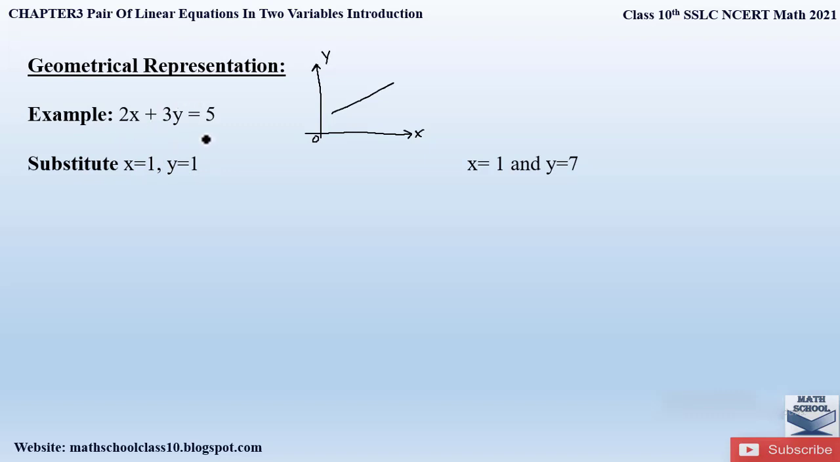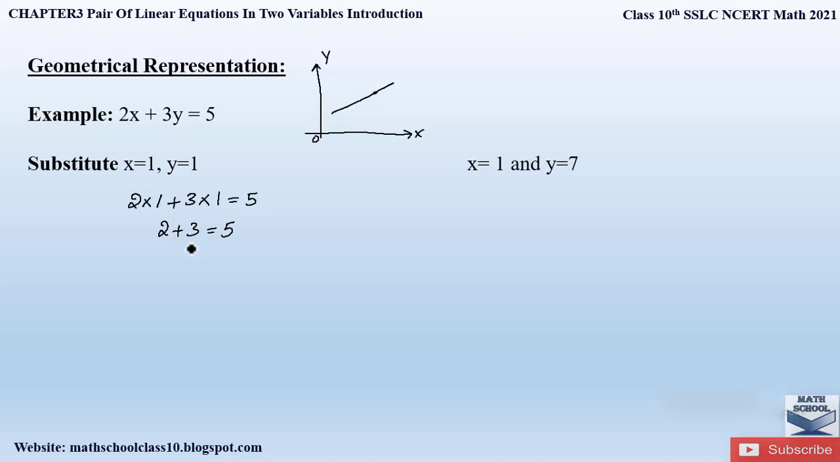If this is equal, then there will be a point which represents this equation, that is 2x plus 3y equal to 5. Then we can say that a point lies on the line representing the equation 2x plus 3y equal to 5. So let us do that and find out whether this point (x, y) lies on the line representing the equation. Substituting x equal to 1 and the y value is also 1: 2 into 1 plus 3 into 1 equal to 5. So 2 ones are 2 plus 3 ones are 3 equal to 5.